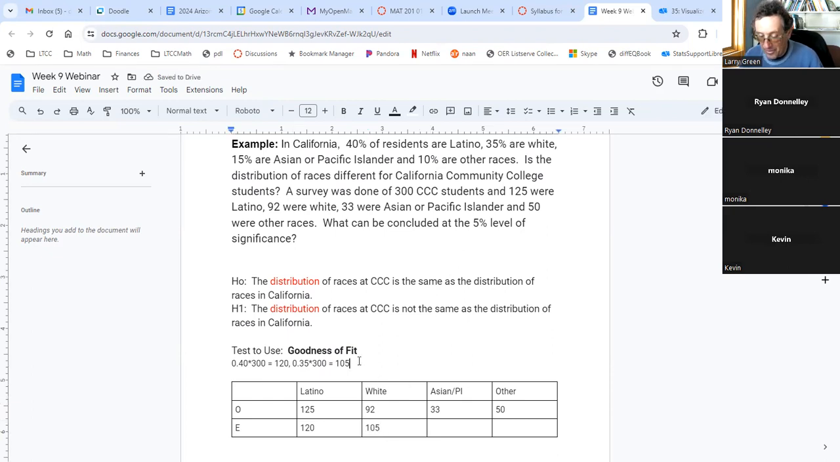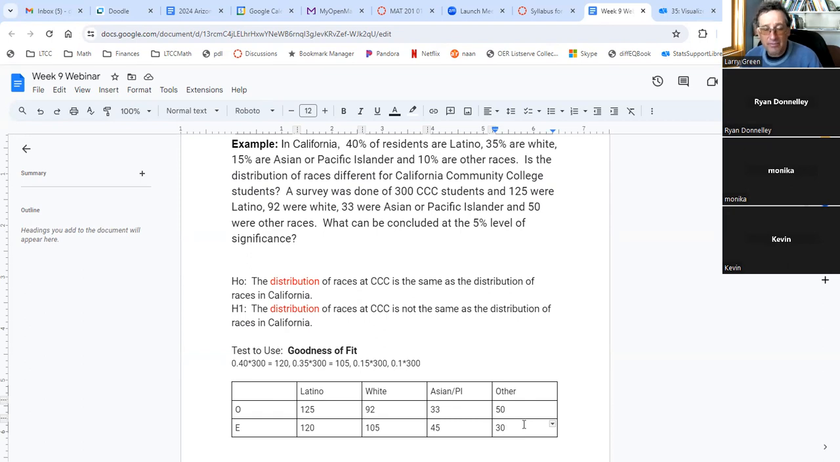We have the Asian Pacific Islanders, and that was 15%, 0.15 times 300. And that was 45. And then finally, we have 50 from other races. So that's going to be 0.1, and the other races were 10%, times 300. And that is 30. Any questions on that?